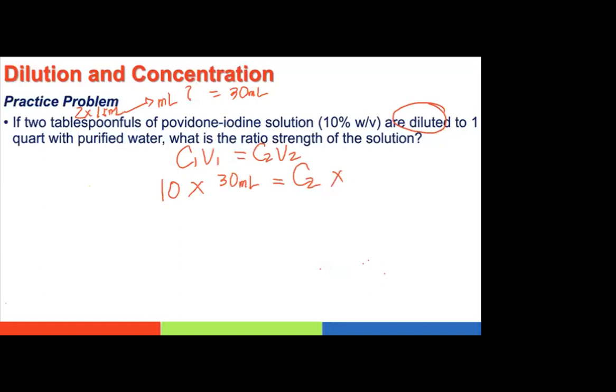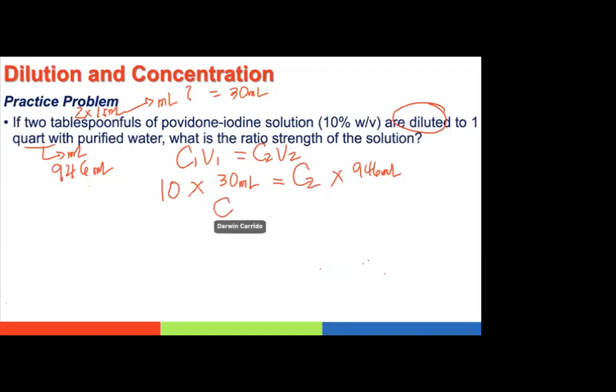1 quart. You have to convert this into ml. Go back to the table from earlier. How many ml are there in 1 quart? 946. In some references it is 960, in some 943. Which will we use? Whatever is in the handout, 946. So let's use 946. So this is 946 ml, and that is the final volume.